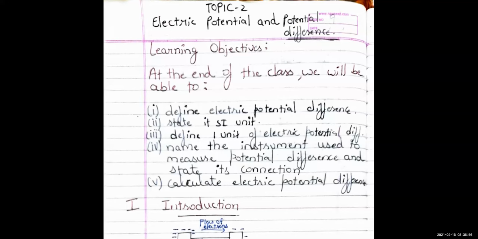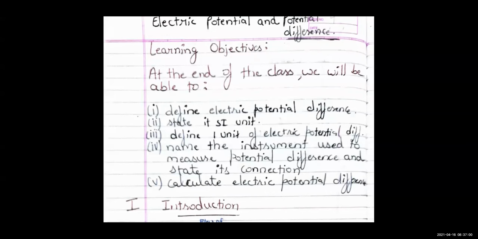You will be able to give the SI unit, means the unit to measure the electric potential difference. You will be able to define 1 unit of electric potential difference. You will be able to name the instrument with which you can measure the potential difference. And you will also be able to solve the numericals. You will be able to calculate the electric potential difference, right?